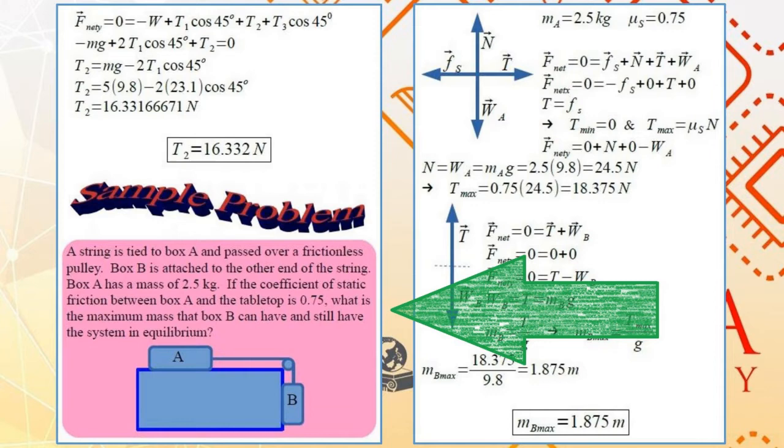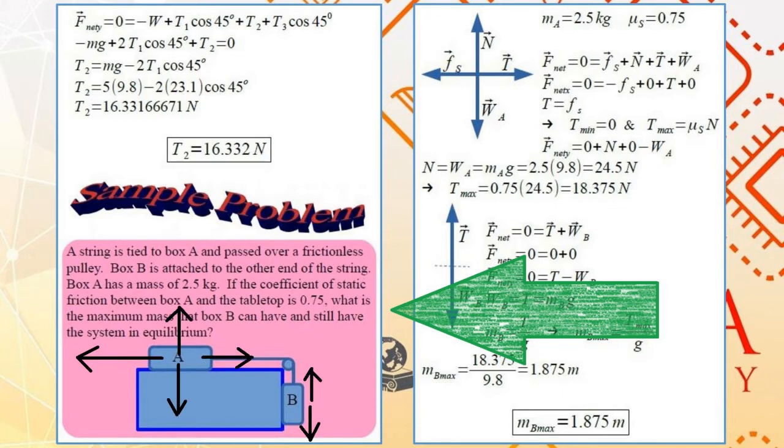A string is tied to a box A and passed over a frictionless pulley. Box B is attached to the other end of the string and is suspended from the pulley as shown in the figure. Box A has a mass of 2.5 kilograms. If the coefficient of static friction between box A and the table is 0.75, what is the maximum mass that box B can have and still have the system in equilibrium?